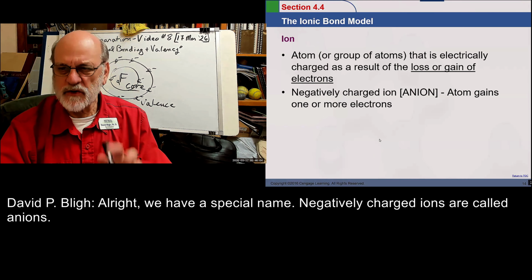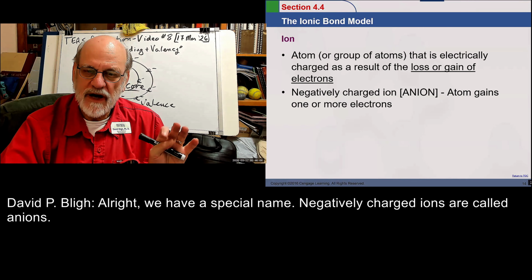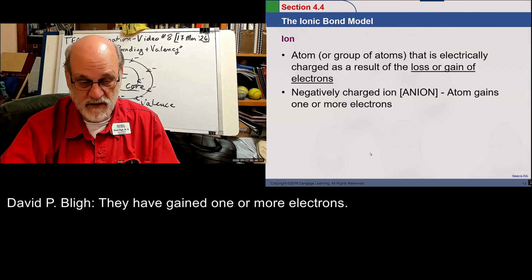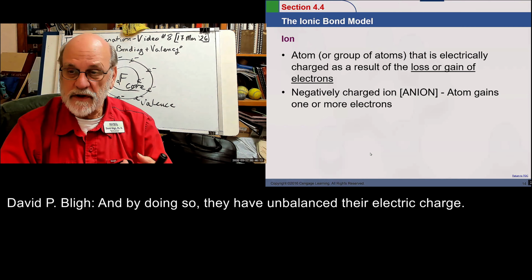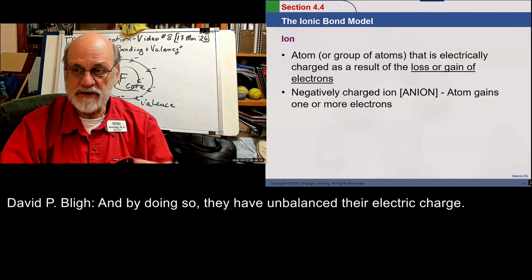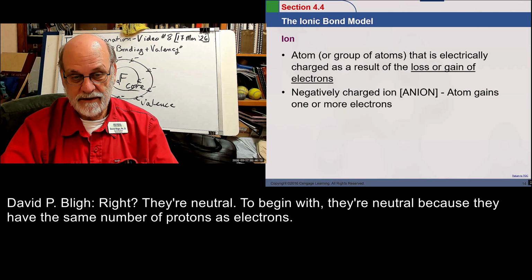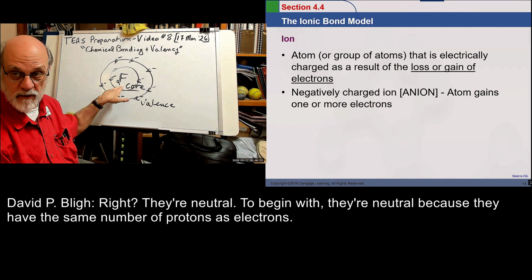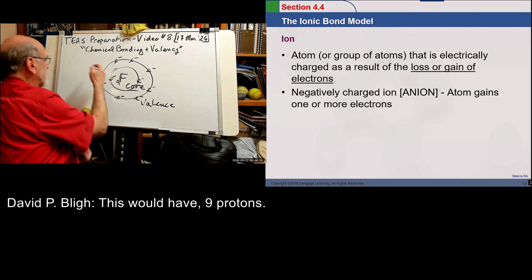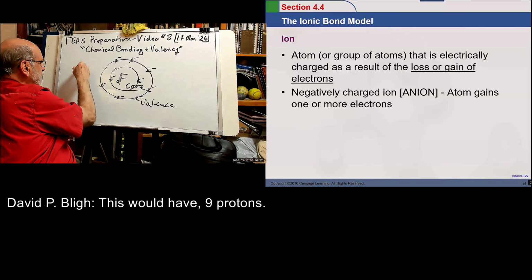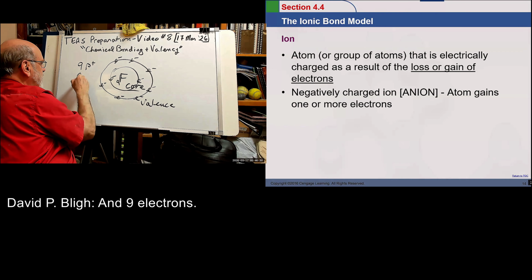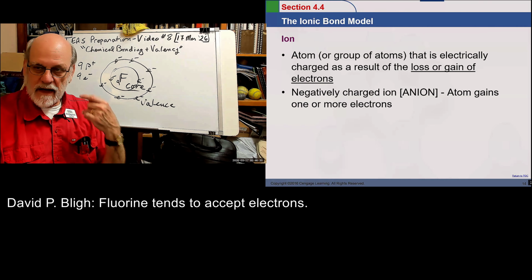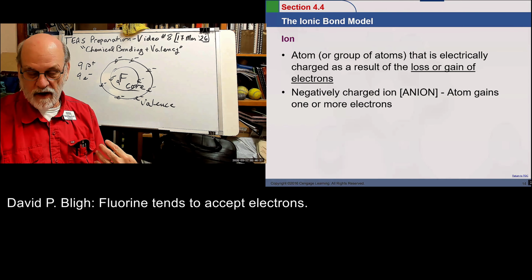All right. We have a special name. Negatively charged ions are called anions. They have gained one or more electrons. And by doing so, they have unbalanced their electric charge. Right? They're neutral to begin with, because they have the same number of protons as electrons. This would have 9 protons and 9 electrons. So it's neutral. Fluorine tends to accept electrons.